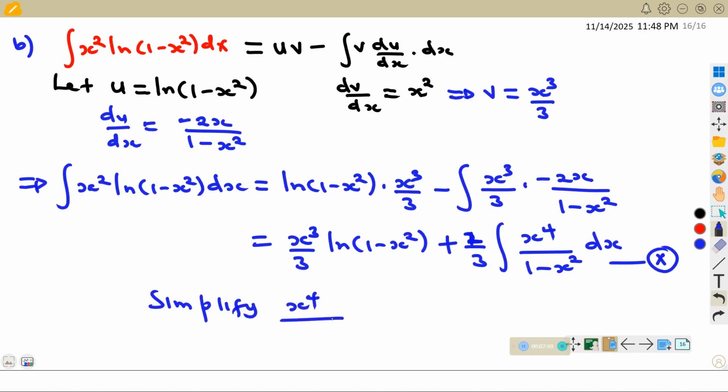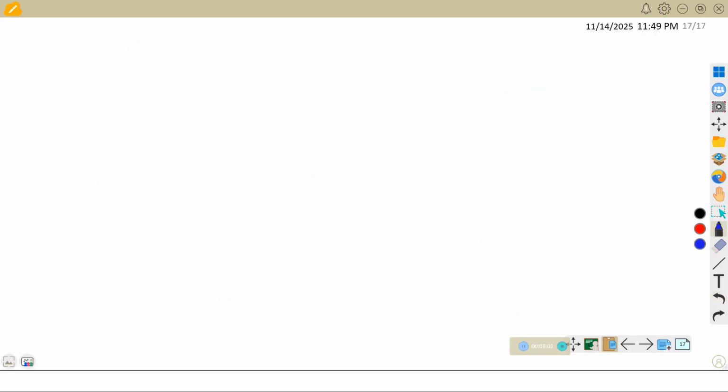X to power 4 over 1 minus x squared using long division. So having this, we shall therefore have to use long division here. So this is x to power 4. We have 1 minus x squared.